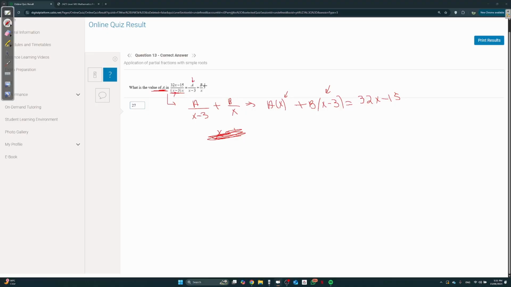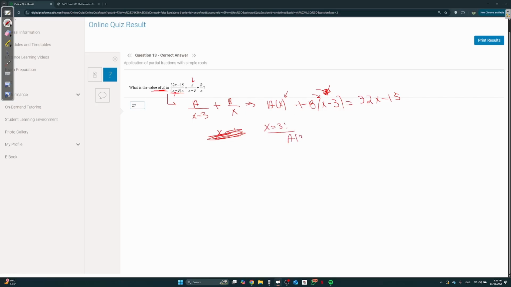Since they want the value of a, choose the one that makes b 0, okay? So it saves you time in the exam. I'm telling you, so you save time. Because if you choose x as 0, you're going to make a 0, and you're going to end up finding b before you find a. So to save the extra 30 seconds, choose the value that makes b 0, the one you don't want to find first, okay? So we're going to choose x equals 3 first.